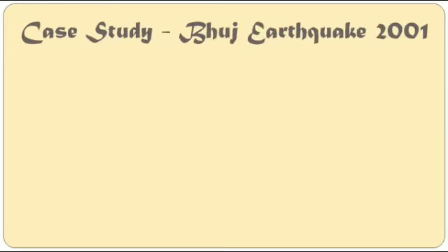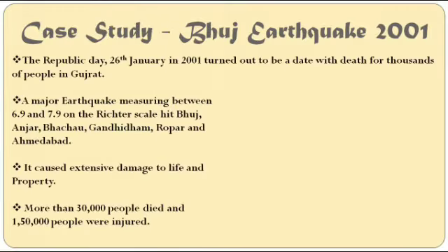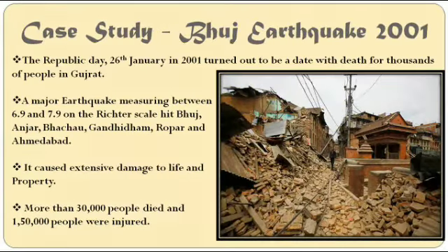Then let us come towards the case study related to the Bhuj earthquake which occurred in the year 2001. On the day of Republic Day, 26th January 2001, it turned out to be a date with death for thousands of people in Gujarat. A major earthquake measuring between 6.9 and 7.9 on the Richter scale hit Bhuj, Anjar, Bachau, Gandhidham, Ropar, and Ahmedabad. It caused extensive damage to life and property.